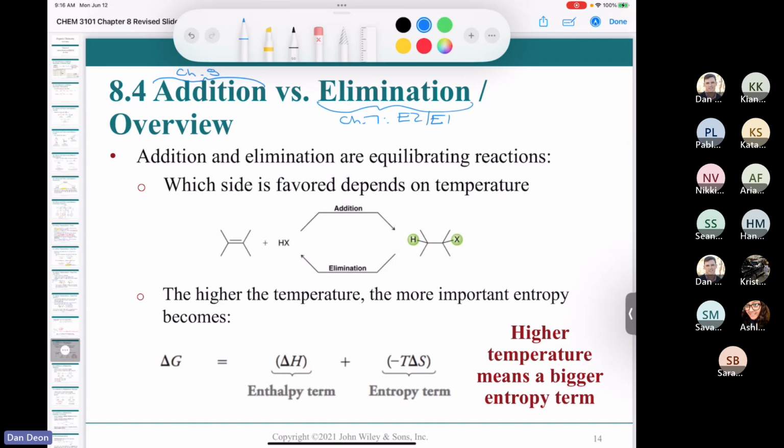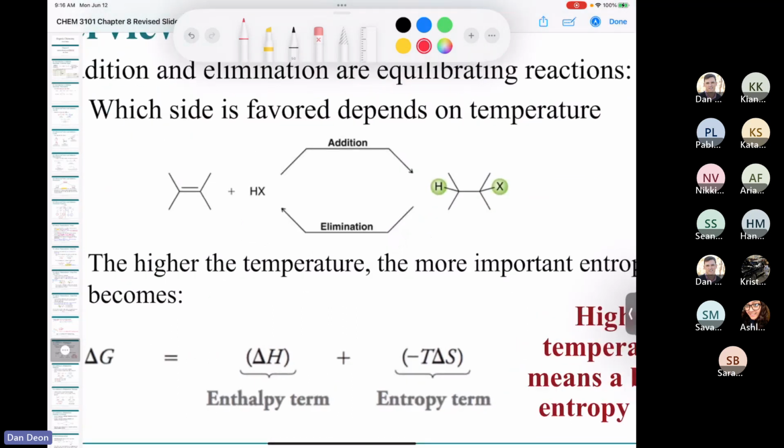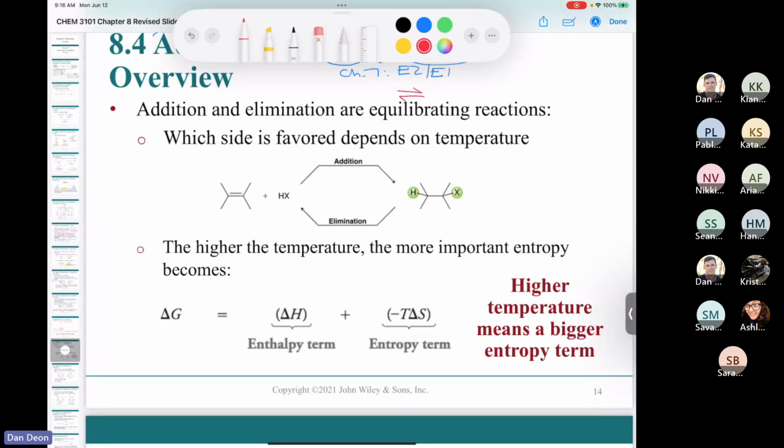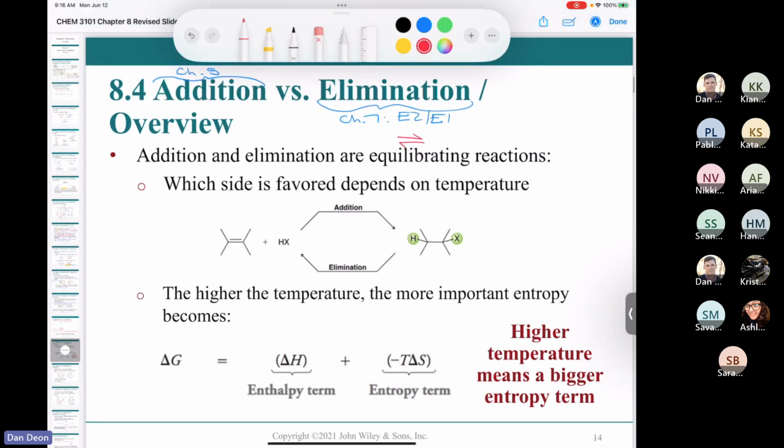It says addition and elimination are in equilibrium with each other, right? Remember equilibrium, right? We use equilibrium arrows. And then it says which side is favored actually depends on the temperature. So you can actually control whether you get elimination or addition based on temperature, and that's what we're going to cover right now. And so it says here that the higher the temperature, the more important entropy becomes.